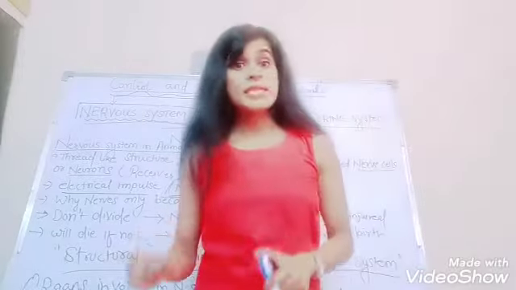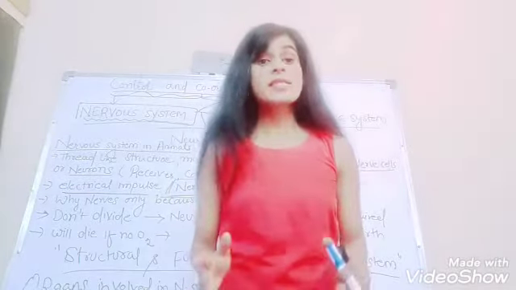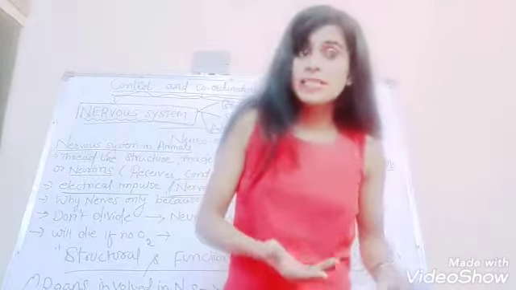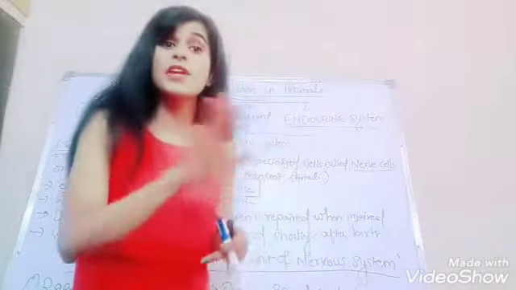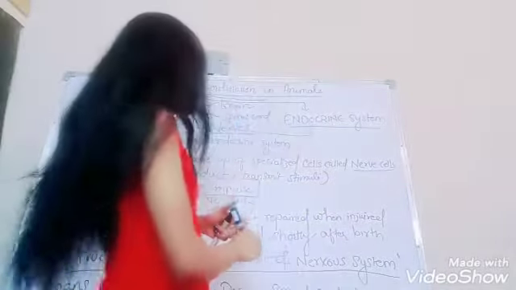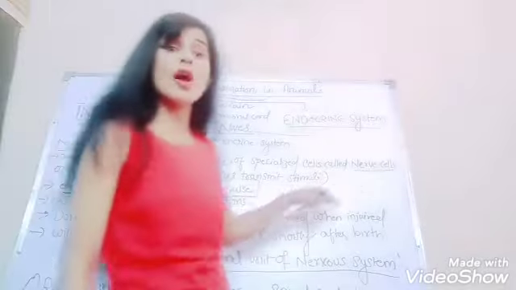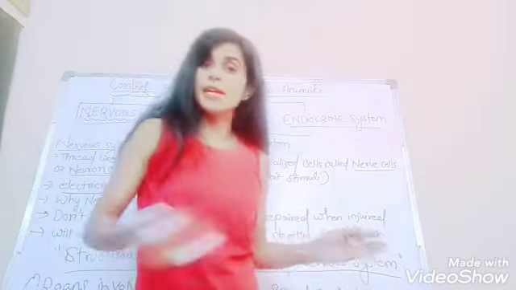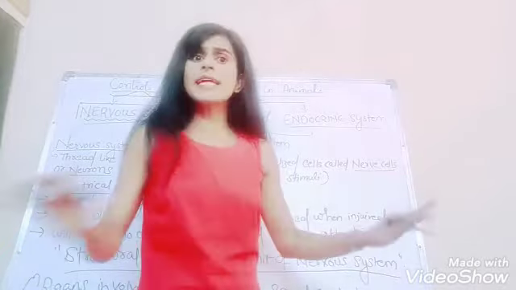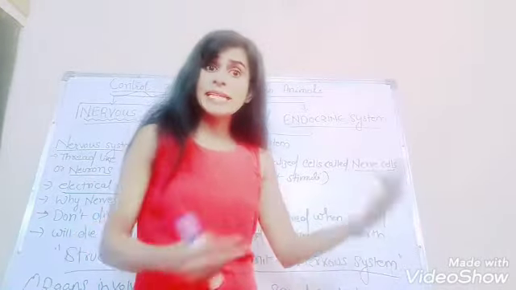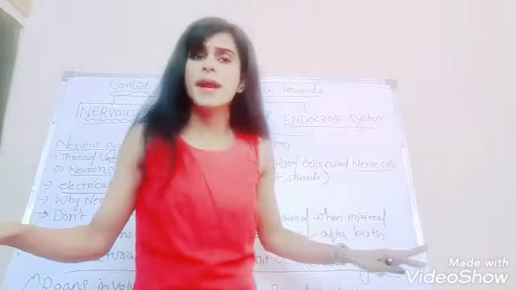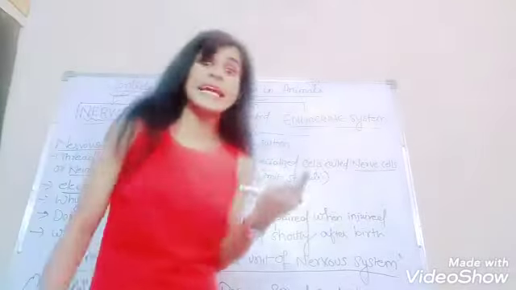Second important point is that whenever there is damage occurring in the nerve cells or neurons, it will not be repaired. These neurons are not repaired when injured. The neuron or nerve cell will die. Whenever there is a mechanical injury to the neurons, it will not be repaired, so it will die.